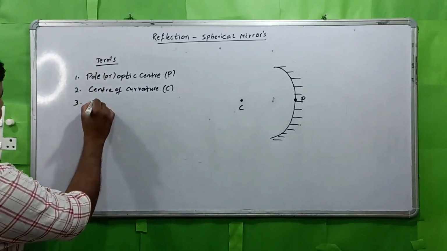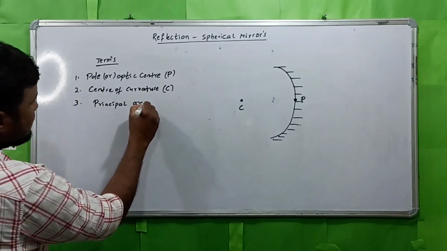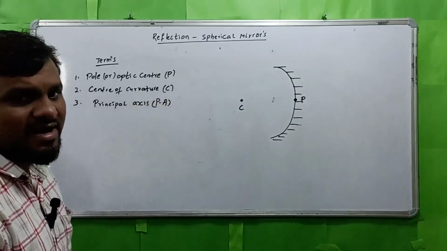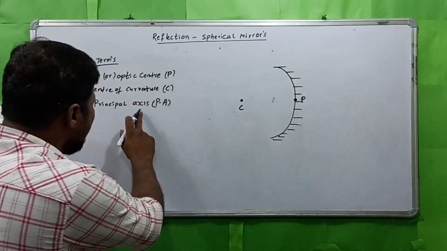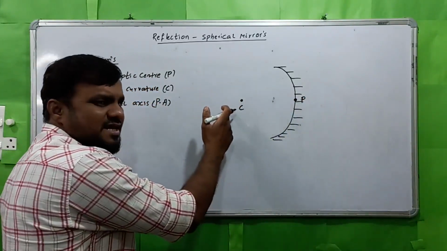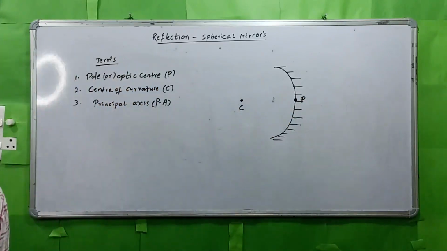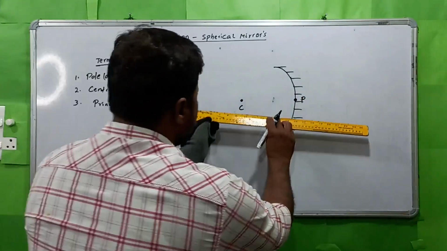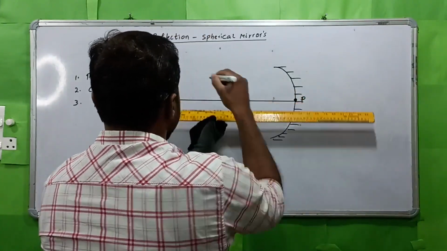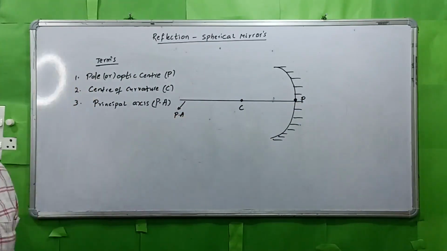Next, third one, principal axis. P dot A, principal axis. It is the line joining the optic center and the center of curvature. Now it will act like a principal axis. If I join these lines P and C, this is the principal axis, P dot A, principal axis.